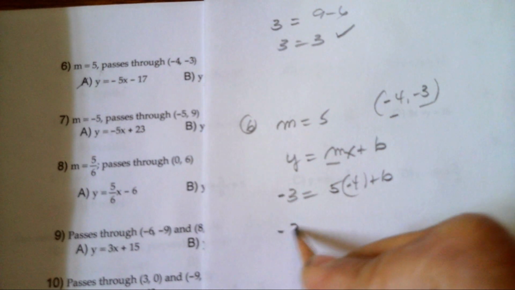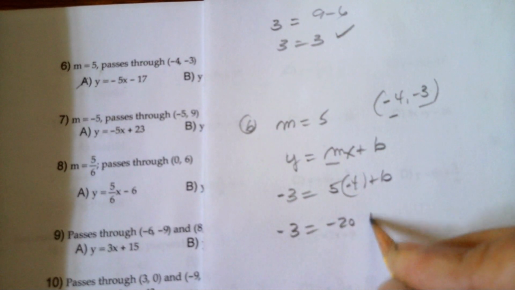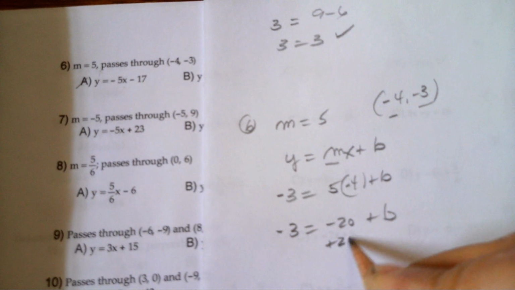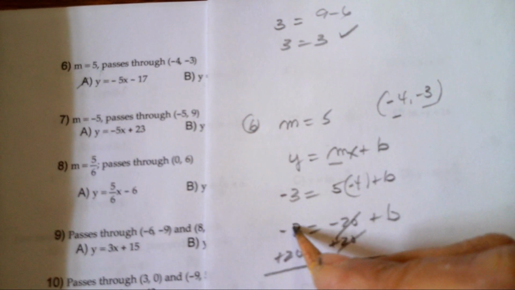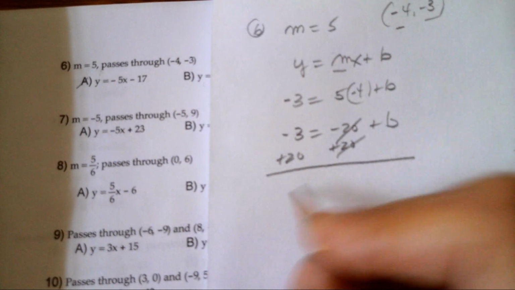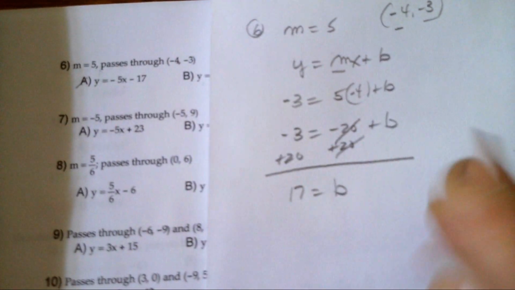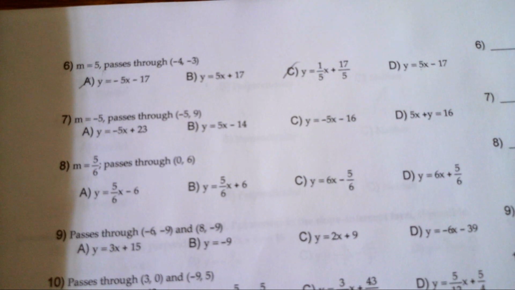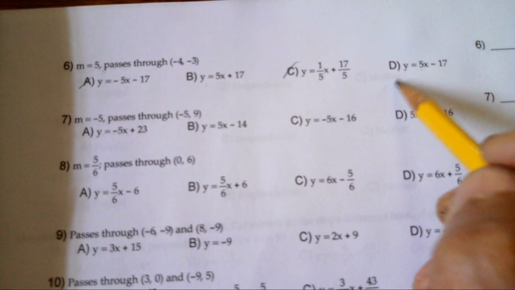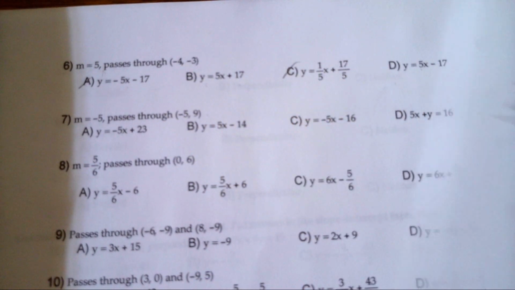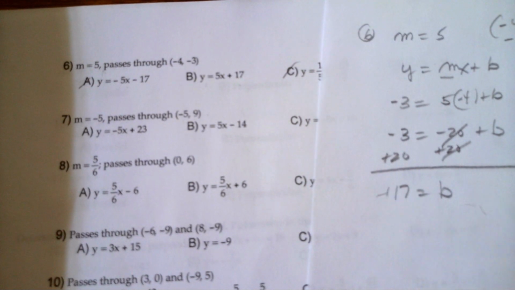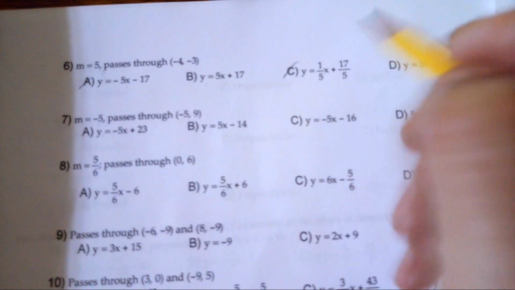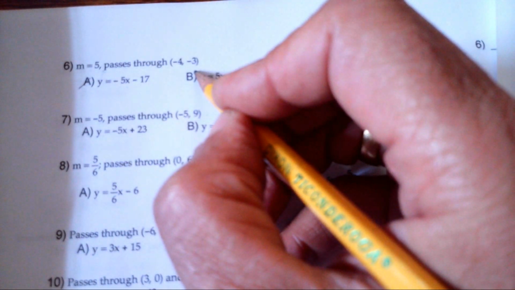And what do we get here? Minus 3 is equal to minus 20 plus b. Adding 20 to both sides, the 20's cancel out. Minus and a positive: difference is 17, take the sign of the larger. B is 17. So I knew it was either going to be B or D. Notice the b value here is a positive 17. So, letter B. Number 6, letter B.